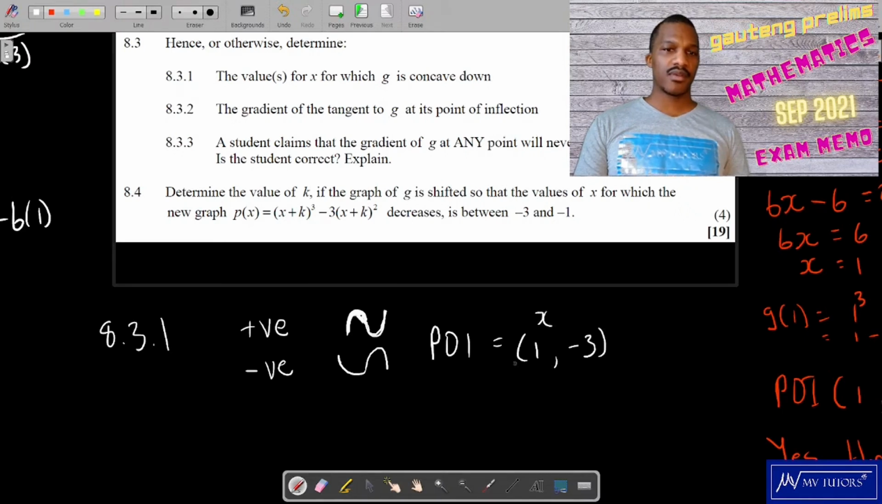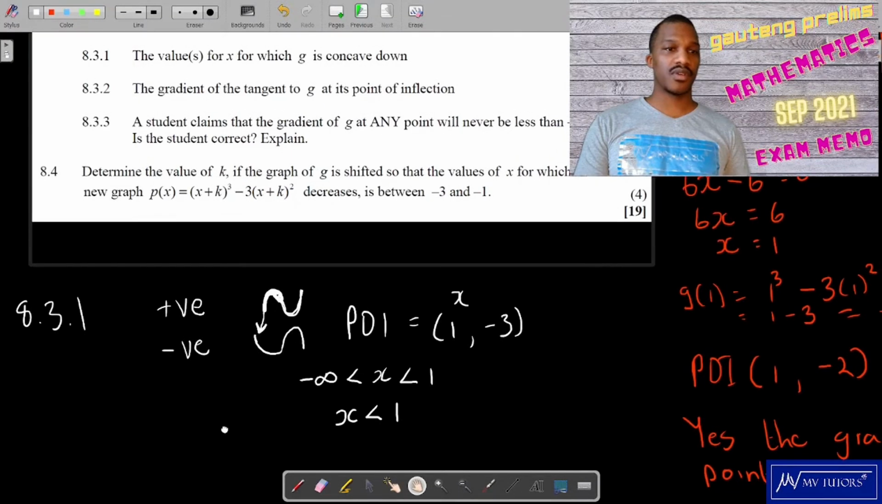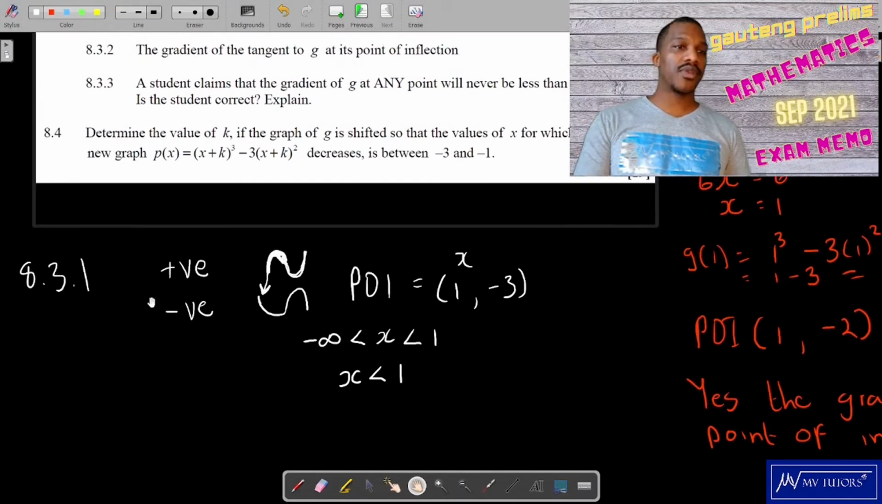Doesn't really matter. What we are concerned with is the value of x. Okay, and then this graph continues all the way to infinity. So really, if you think of it, it's from -infinity to +1. But you can just rewrite this by saying where x is less than 1. That's it. That's all you have to do for 8.3.1. Sorry about that. Okay, let's go to 8.3.2 now.